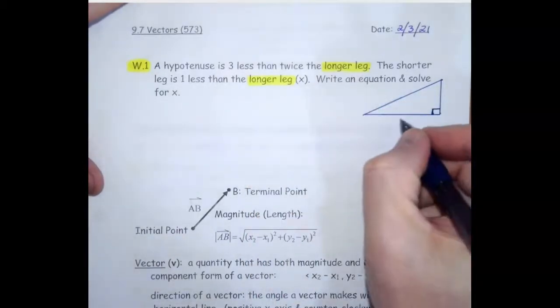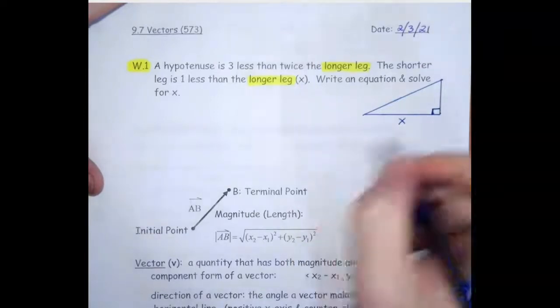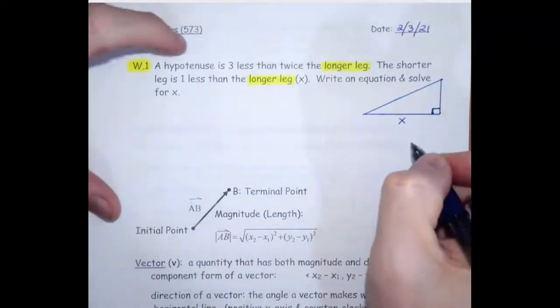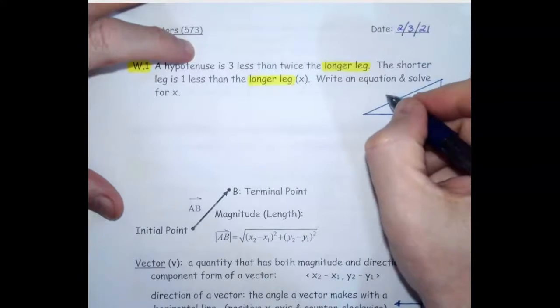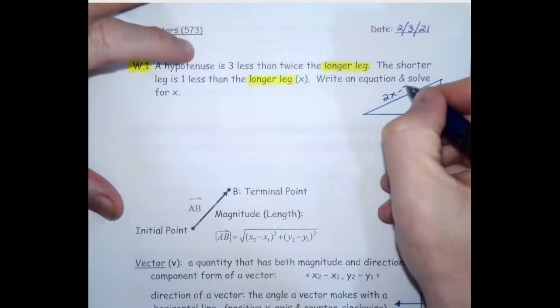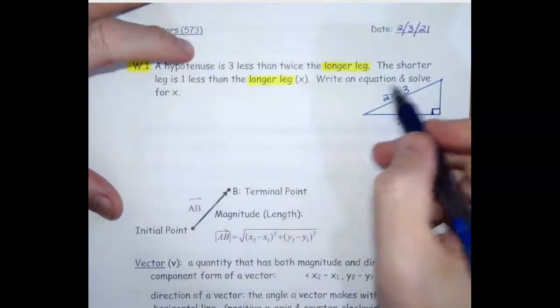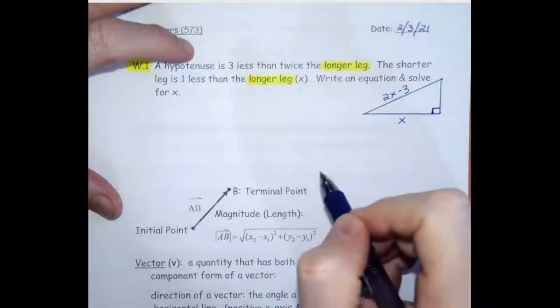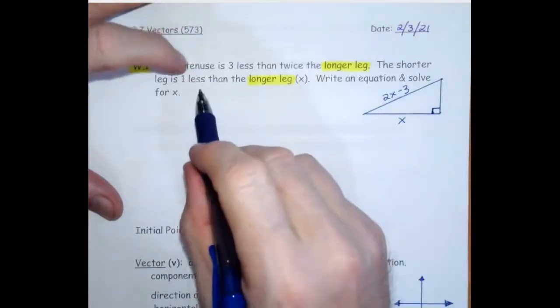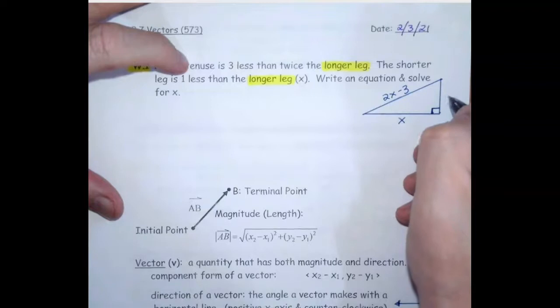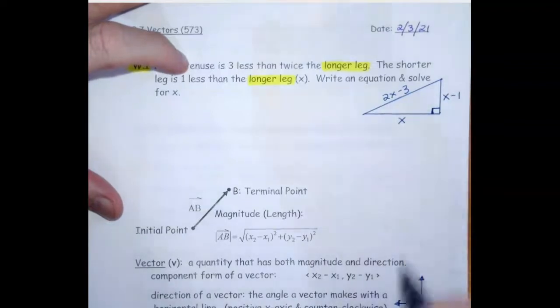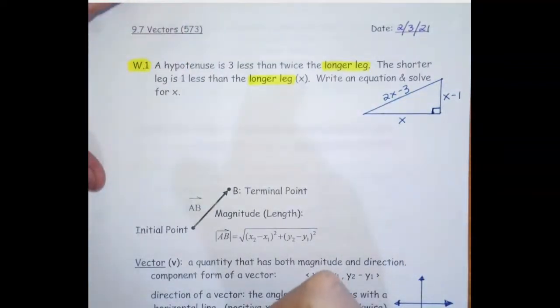So the longer leg is going to be x. Remember, the legs are the perpendicular sides. So the hypotenuse is 3 less than twice that. We've been working on these expressions all year. And the shorter leg is 1 less than the longer leg, so it's going to be x minus 1. Alright, write an equation and solve for x.